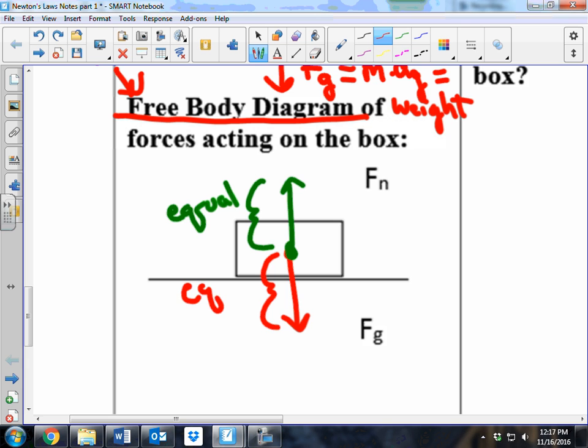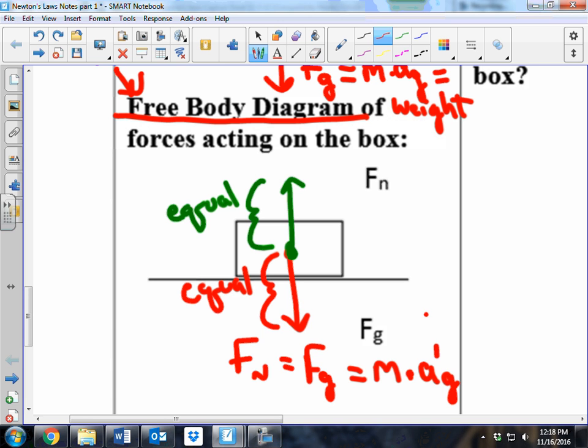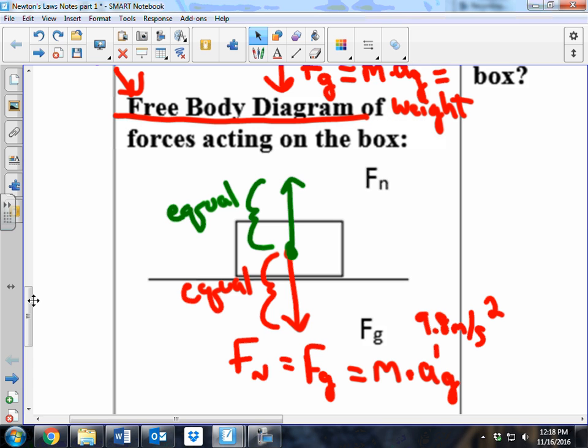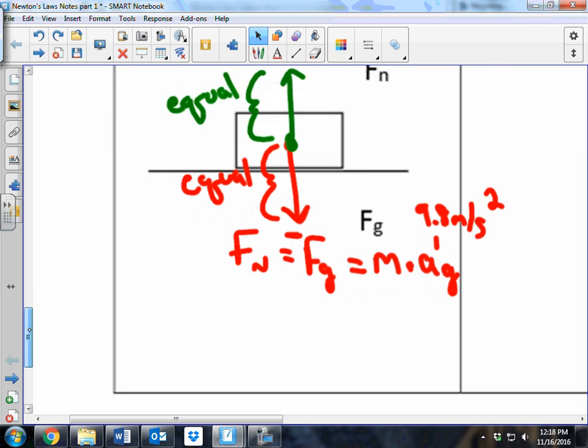And because they are equal, I can actually say, hey, my force normal equals my force due to gravity equals my mass times acceleration due to gravity. Now, I put the G signifying gravity. You could also say Y. It's the same thing. It's 9.8 meters per second squared. So, because they're equal and opposite, actually, it's technically this, right? Because they're equal in opposite directions.